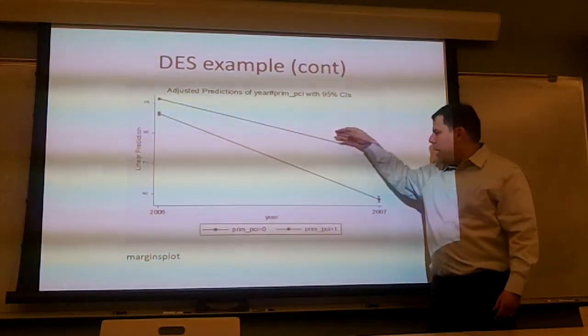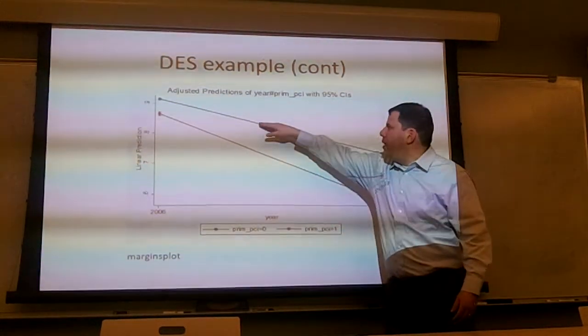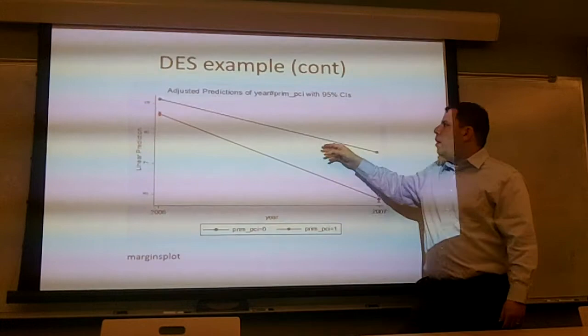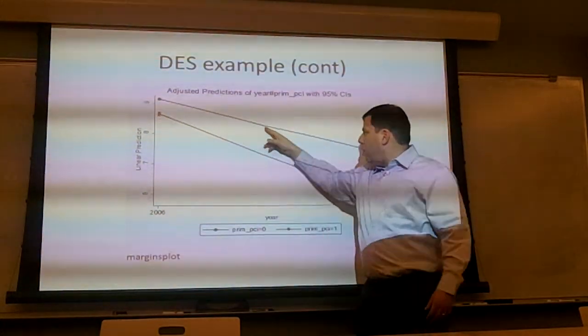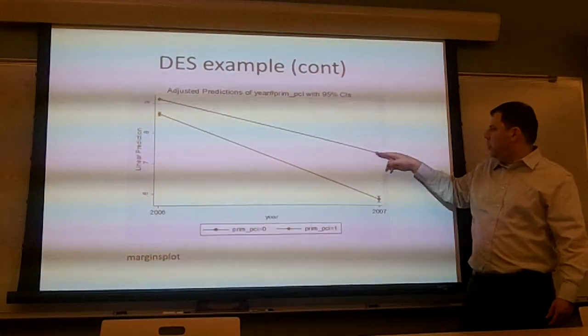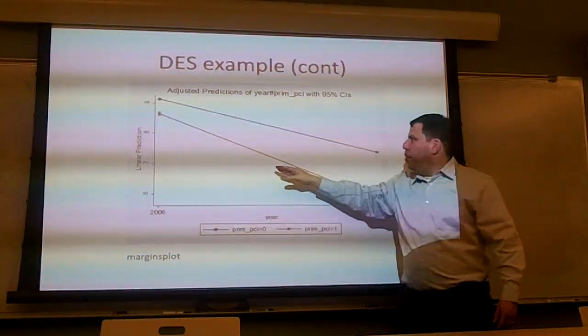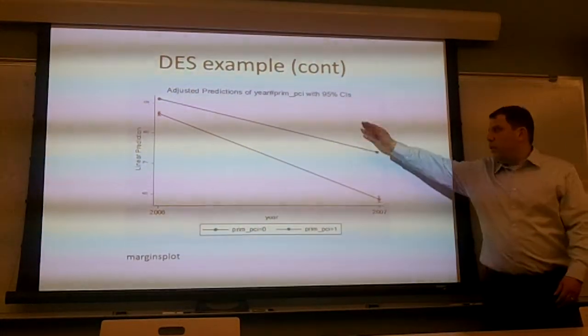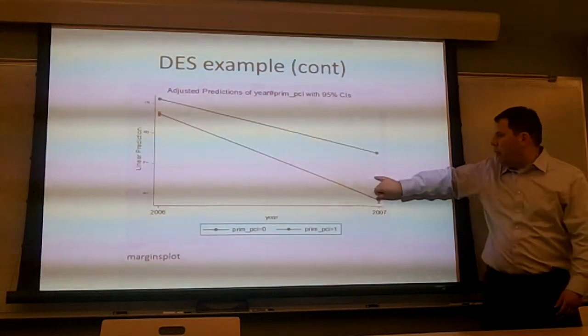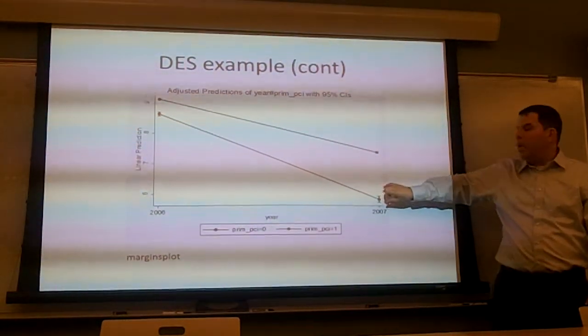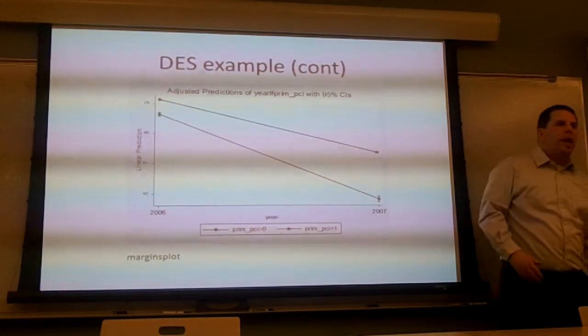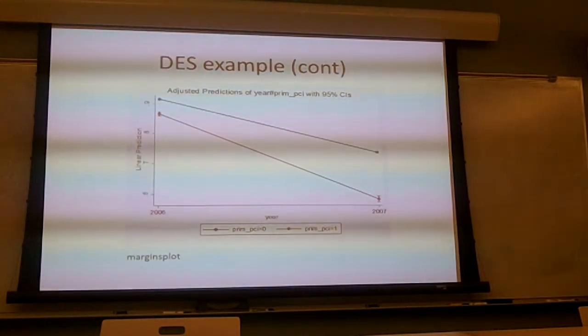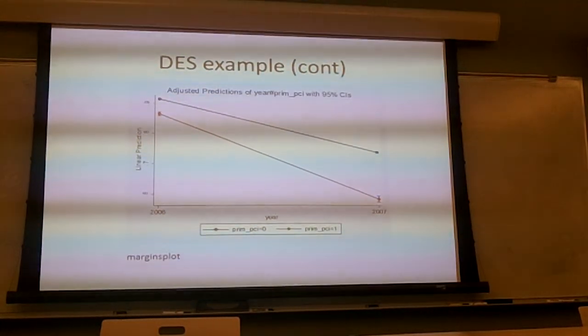You can see, like, okay, primary PCI is 0. This is the elective, the nominal control group. Their use went down from 91% to the mid-70s, right? And then you can see right here, it went down even further. We already know how big the net effect is, the difference is 11 percentage points, but here's a way to visualize those data if you're into that kind of thing.